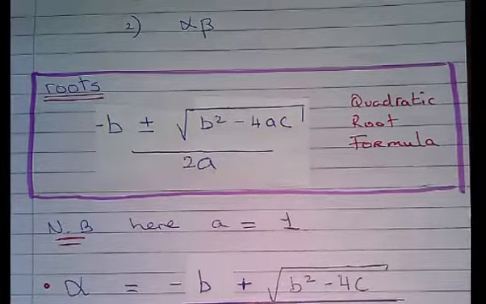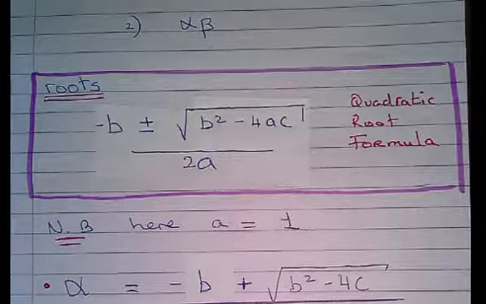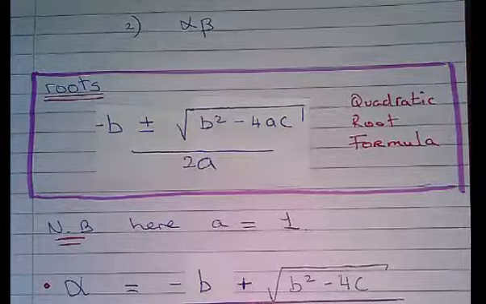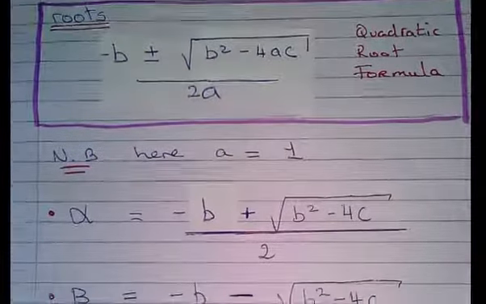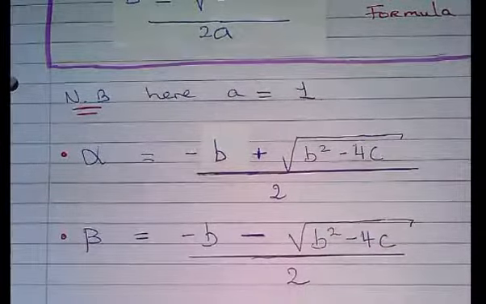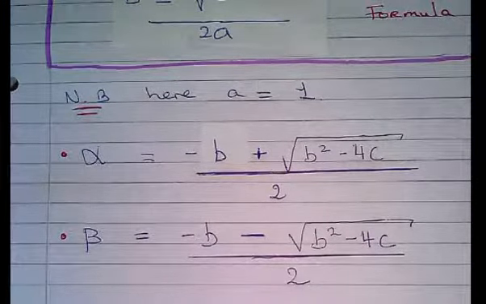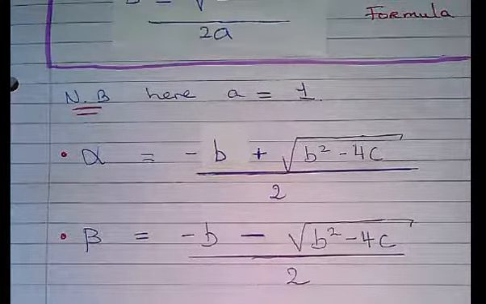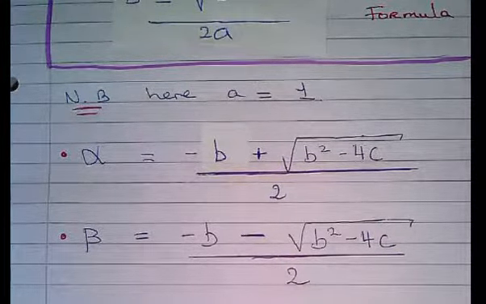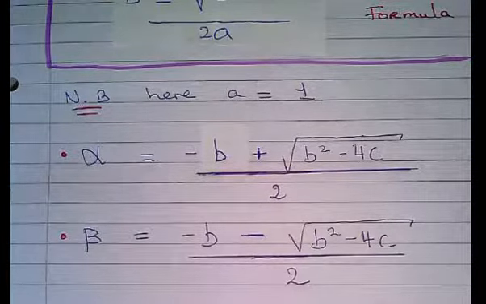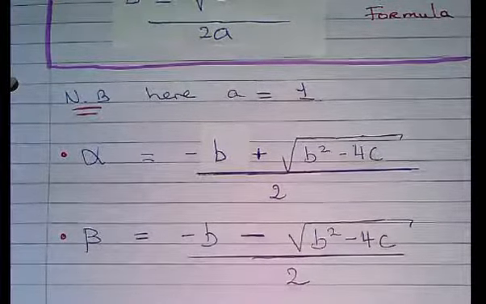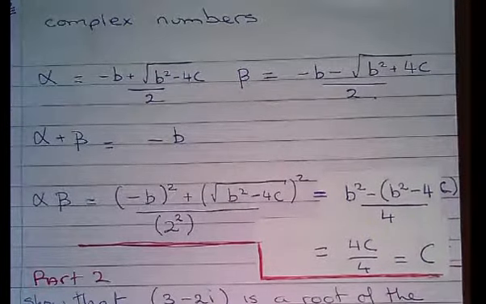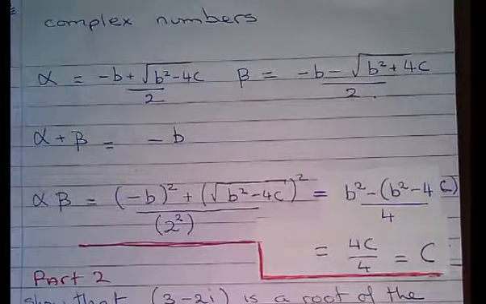So essentially what we have there is two roots: when we let this equal plus, and when we let it equal minus. So alpha and beta are just using that expression. Again, I've let a equal 1: minus b plus the square root of b squared minus 4c over 2, and minus b minus the square root of b squared minus 4c over 2. So there we have it; I just wrote it out on the top of the page.